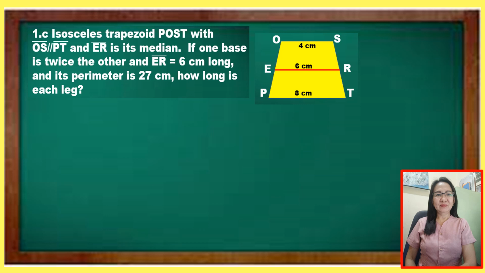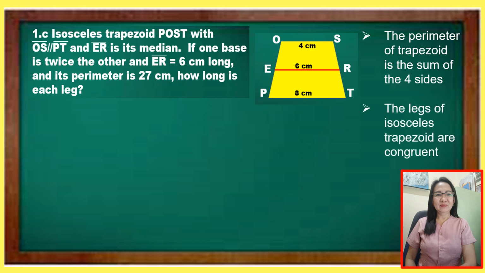To continue solving for the legs, we are going to use the idea that the perimeter of a trapezoid is the sum of the 4 sides. And also, the legs of the isosceles trapezoid are congruent. So in our figure, the legs are OP, which is congruent to ST. So getting the perimeter, which is the sum of OS and PT plus the 2 legs.